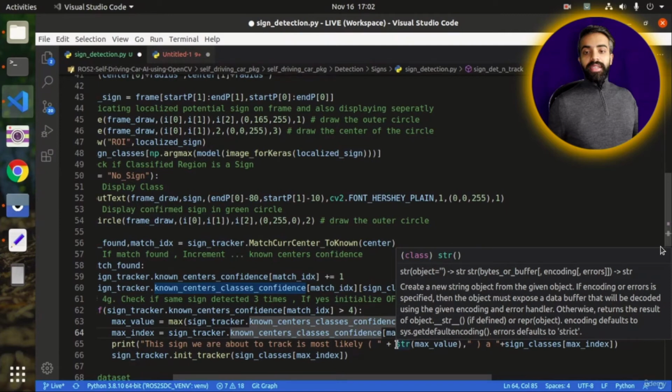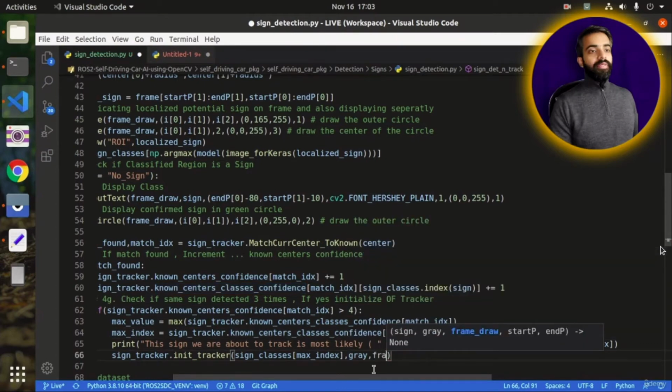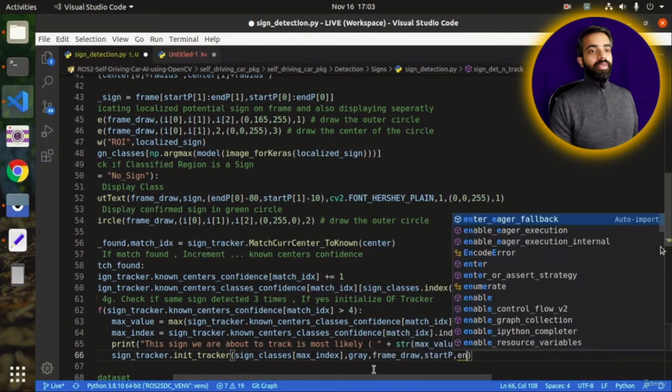Once we provide this first argument, we proceed to the second argument of the initialize tracker, that is gray, or the current image. Then we provide the frame to draw, and then we provide the start and end points representing the region of interest that we want to track. Once we have provided this, our tracker has been initialized in this particular case.